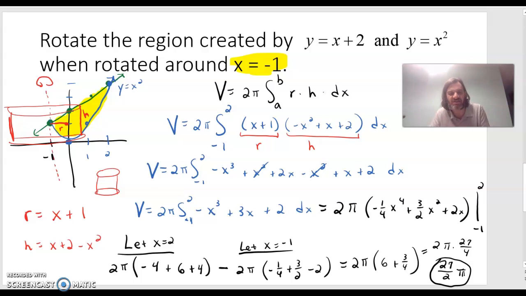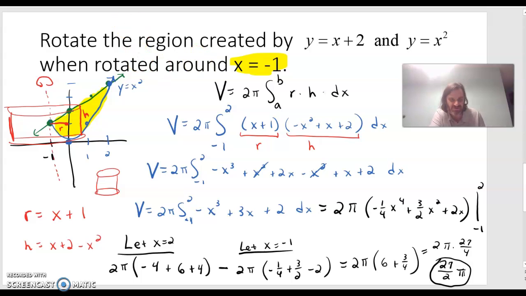I've corrected the mistake. It says we want to rotate the region created by y equals x plus 2, y equals x squared, and then we're going to rotate it around x equals -1. So what we're going to do is use the shell method, and we're rotating around something other than the x or y axis.